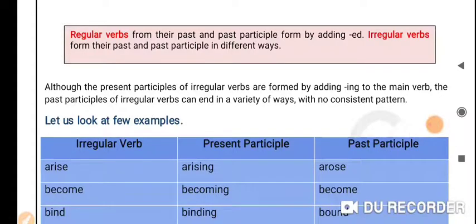And then we have irregular verbs. Irregular verbs form their past and past participle in different ways. Although the present participles of irregular verbs are formed by adding ing to the main verb, the past participles of irregular verbs can end in a variety of ways with no consistent pattern.